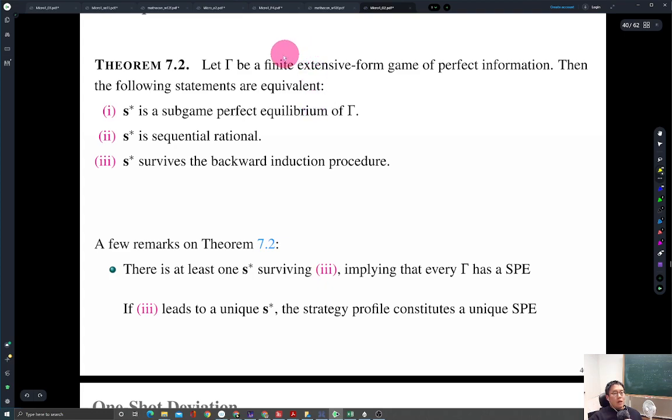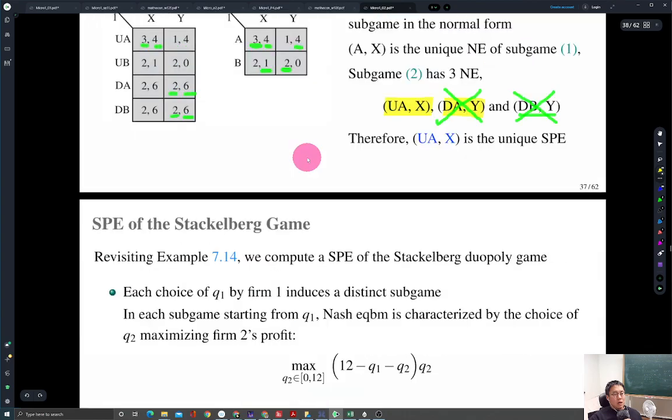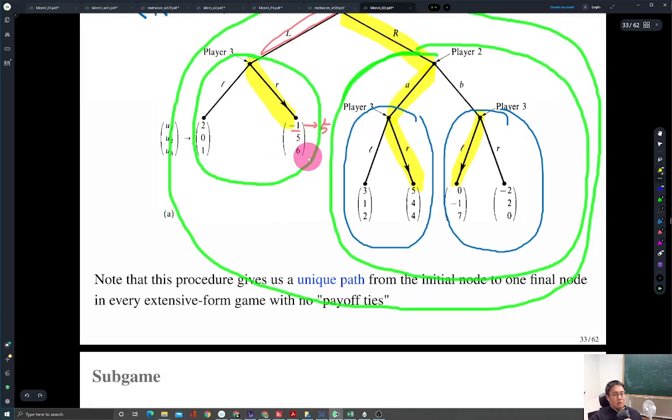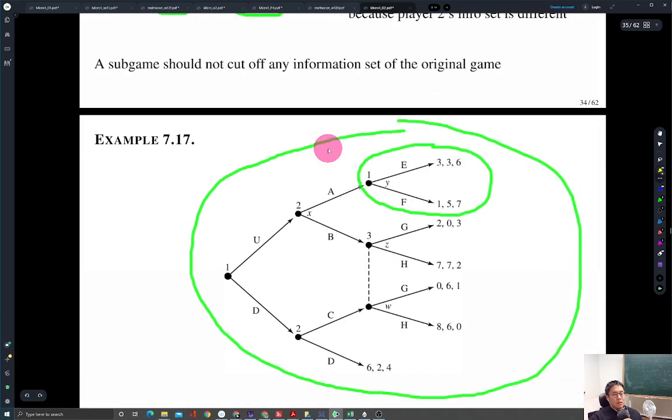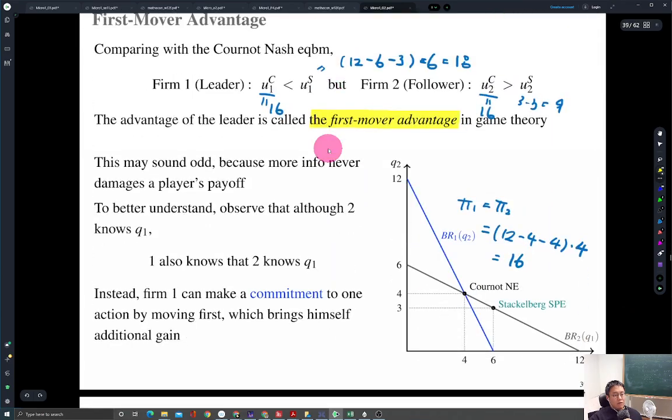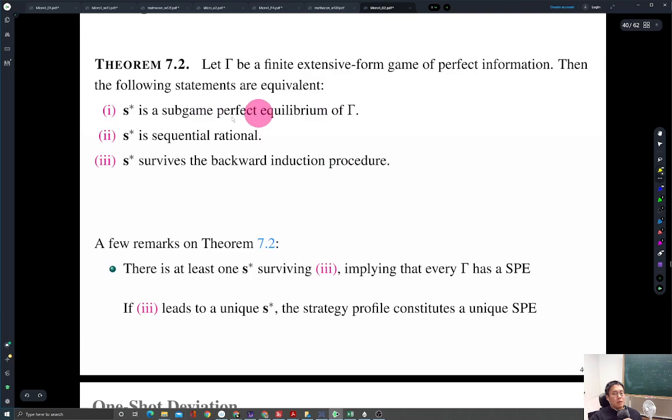But in every finite extensive form game of perfect information, if we apply the backward induction procedure, we can obtain at least one strategy profile surviving this procedure, right? So, going back to this example, no matter whether we have ties or not, if we apply the backward induction procedure, we can obtain at least one strategy profile surviving this procedure. And by this equivalence theorem, we know that it is a subgame perfect equilibrium.